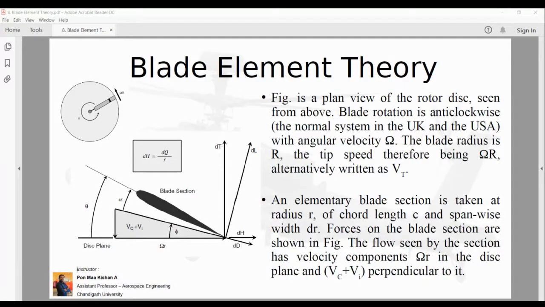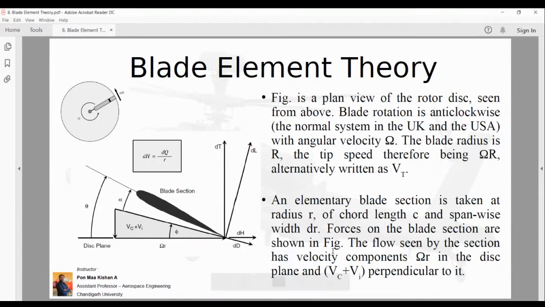Here the blade incidence is similarly considered as angle of attack. In some books they mention angle of attack, but in some books they mention angle of incidence. From the disk plane to the chord, that is taken as pitch theta. So if I want to calculate alpha, alpha is equal to theta minus phi.